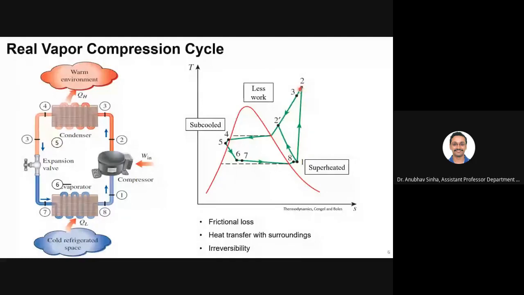Now, from 2 to 3, what is happening? From 2 to 3, the fluid is traveling in pipes, right? So there will be some frictional loss, or heat loss to the surroundings, and irreversible effects. These are the things you actually see in a real cycle. In the ideal cycle, we have a lot of ideal assumptions, but in the real world, these are the things that take place. So from 2 to 3, we see some losses.